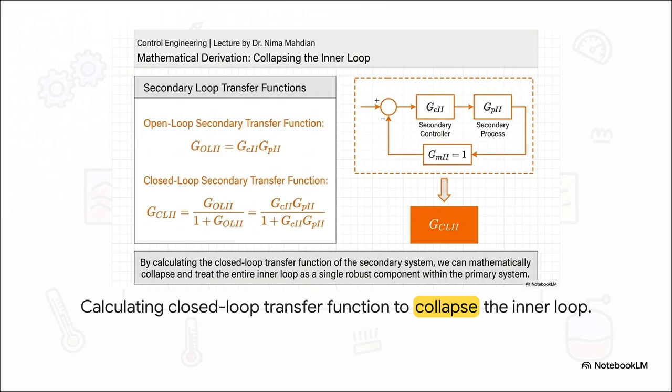By taking the open loop transfer function and converting it into a closed loop transfer function, we achieve something amazing. We can mathematically collapse that entire, complex inner loop, the controller, the process, the feedback, and treat the whole shebang as a single, highly robust, predictable block within the primary system. We've simplified our architecture by essentially black-boxing those fast dynamics.